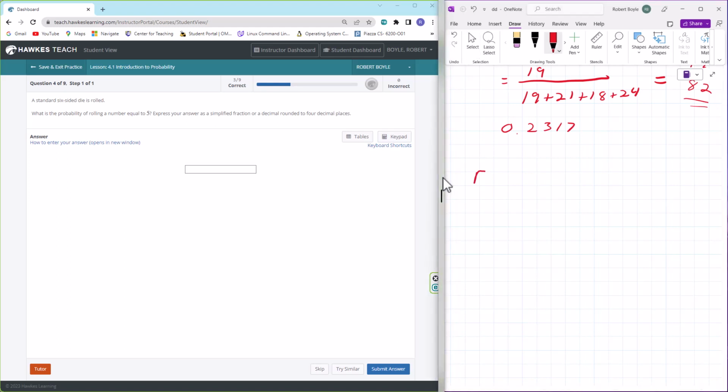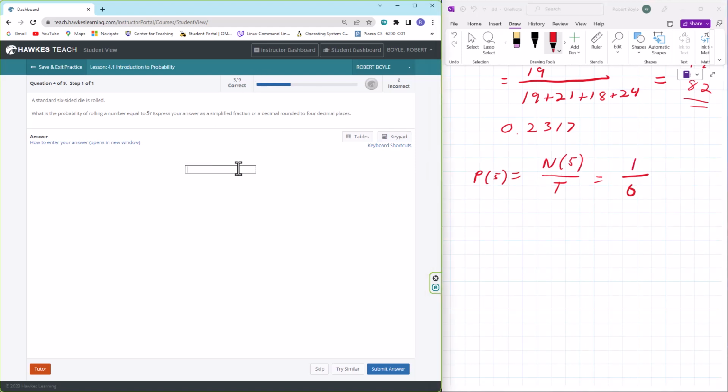The probability of rolling a 5 is going to be equal to the number of outcomes associated with a 5 divided by the total number of outcomes. Well, remember, we're rolling a die. There's only 6 outcomes, one for each side. And there's only one side with 5 dots. So there we go. That's our answer, 1/6. 1 tab 6. And that brings us right along to question 5.